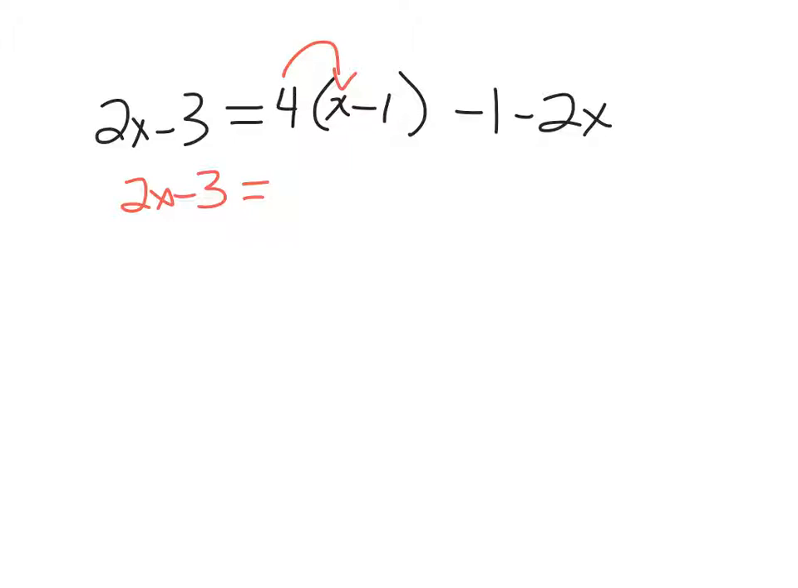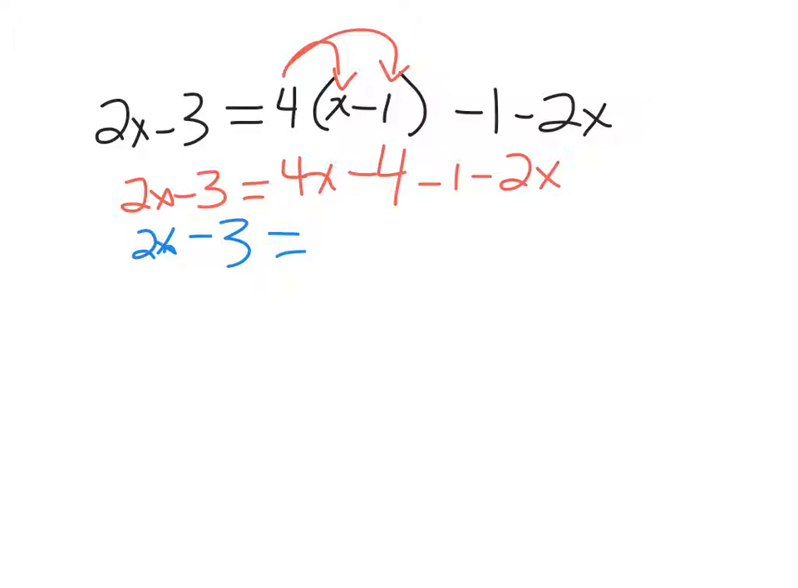The right side, we do have some parentheses, so we are going to have to distribute that 4. 4 times x is 4x, and 4 times negative 1 is negative 4. And then we still have the negative 1 and the minus 2x. So, again, since 2x minus 3 are two unlike terms, I can't put those together, but I do have a few like terms to put together on that right side.